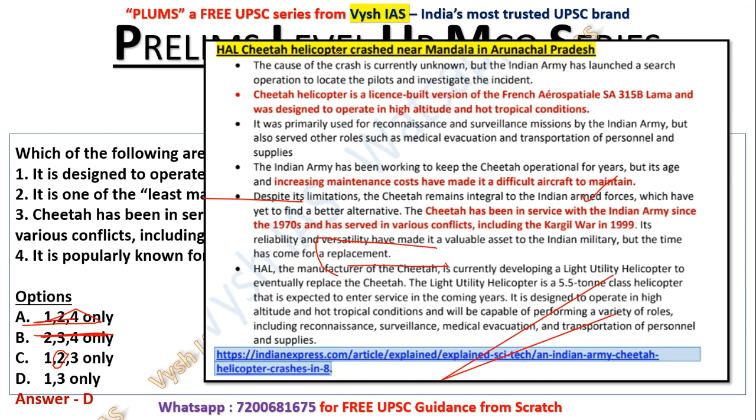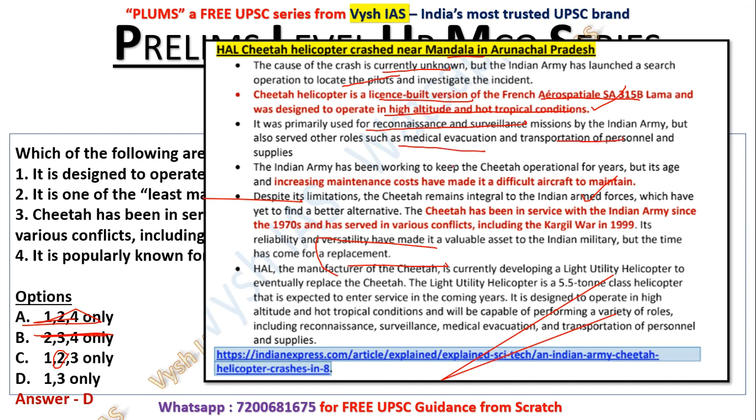A HAL Cheetah helicopter crashed near Mandala in Arunachal Pradesh. The cause of the crash is currently unknown, but the Indian Army has launched a search operation for the 2 pilots who were in it. The Cheetah helicopter is a license-built version of the French Aerospatiale SA-315B Lama and was designed to operate in high altitude and tropical conditions. It is primarily used for surveillance missions, search and rescue, medical evacuation, and transportation of persons and supplies.